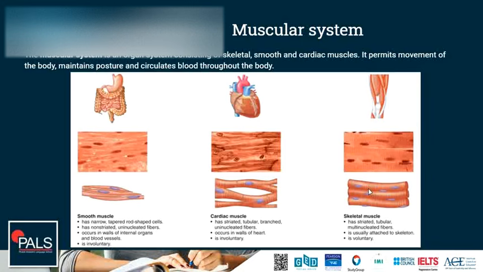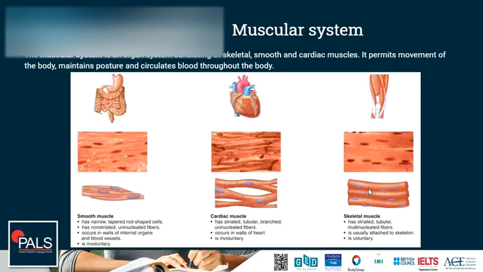Smooth muscle has narrow, tapered, rod-shaped cells. They are non-striated and uninucleated fibers, which means each muscle cell of smooth muscle has one nucleus. It occurs in the walls of internal organs and blood vessels, and its control is involuntary. We find these muscles in our small intestine, in our stomach, in our large intestine, for example.